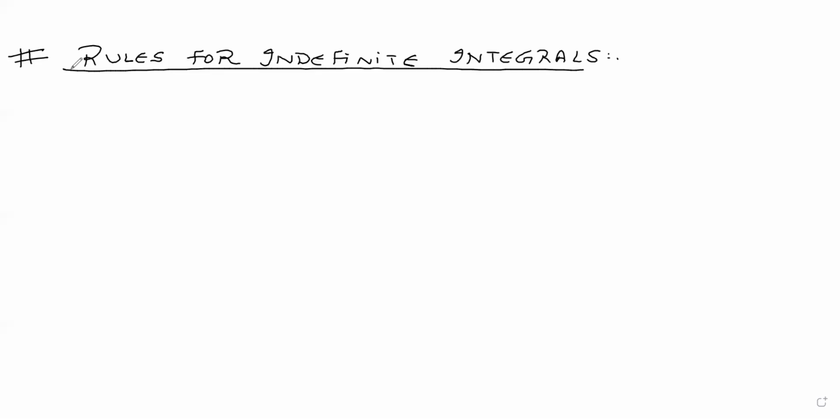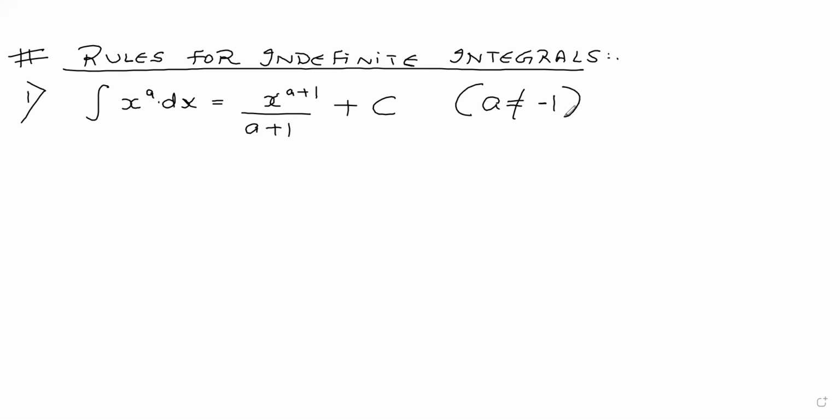Okay, so let's look at these rules one by one. Rule number one: integral of x to the power a dx is x to the power a plus 1 upon a plus 1, plus c, and a should not be equal to minus 1, because if a is equal to minus 1, the denominator becomes 0 and the expression is not defined. Second rule: integral of 1 upon x dx is ln mod x plus c. You should know this rule, the integral of the reciprocal function 1 upon x dx is ln mod x plus c.